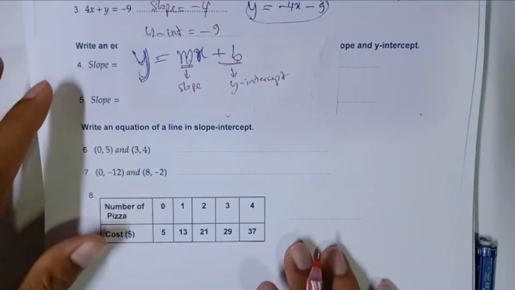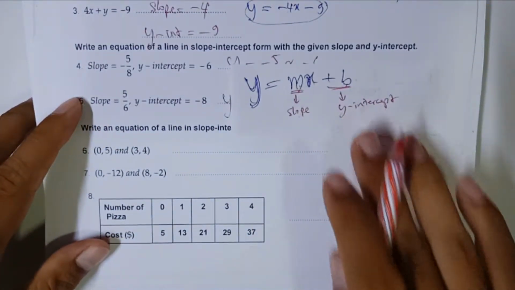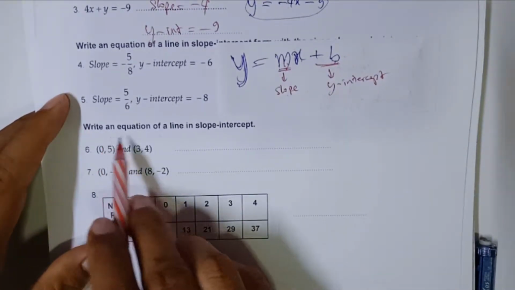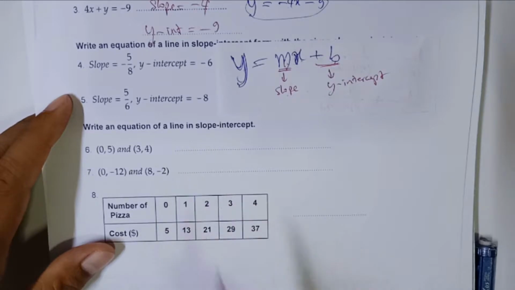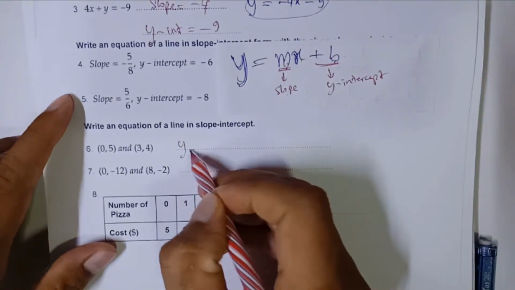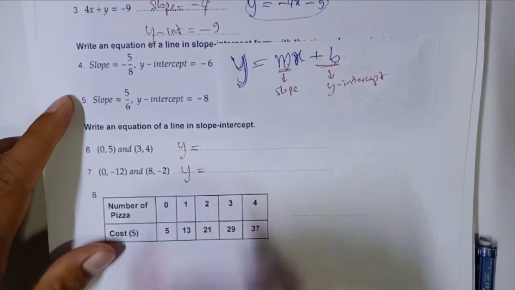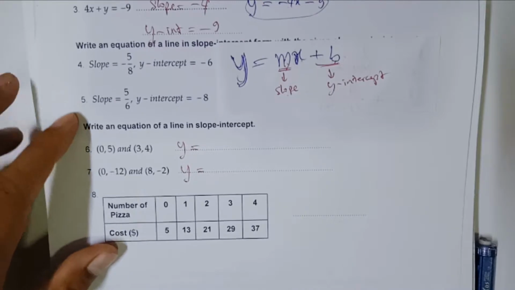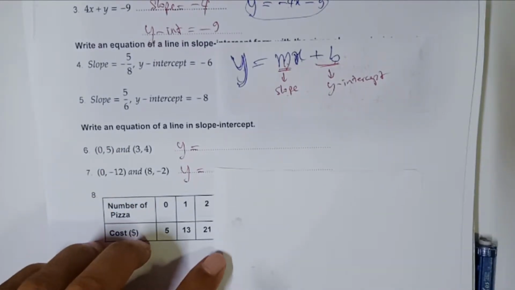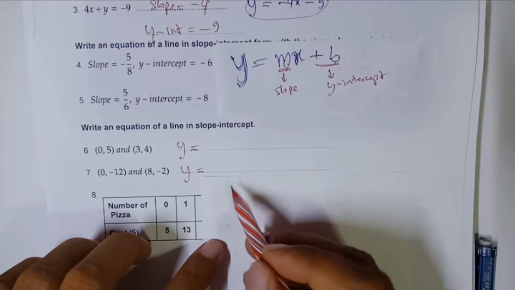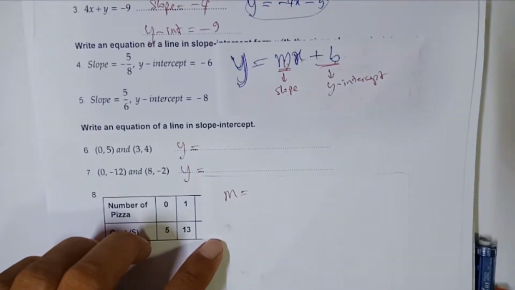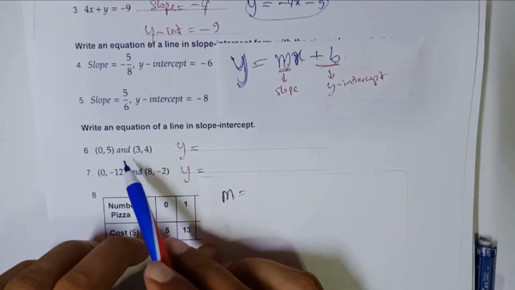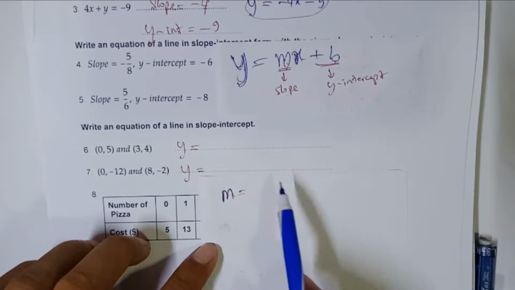Now in number 6, the same step, write an equation of a line in slope-intercept form. So put y equals. Now the problem is like this: we do not have the slope yet. So let's find the slope together in each of the problems. Let's recall the slope formula together. To find the slope, it is equal to y sub 2 minus y sub 1 over x sub 2 minus x sub 1.